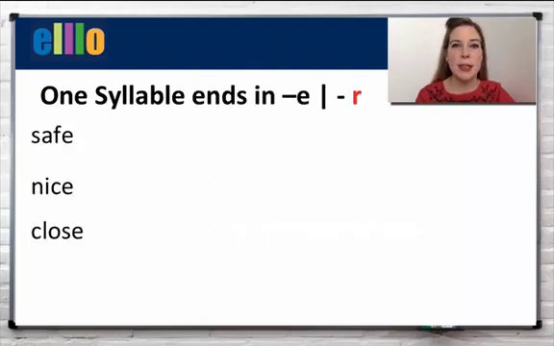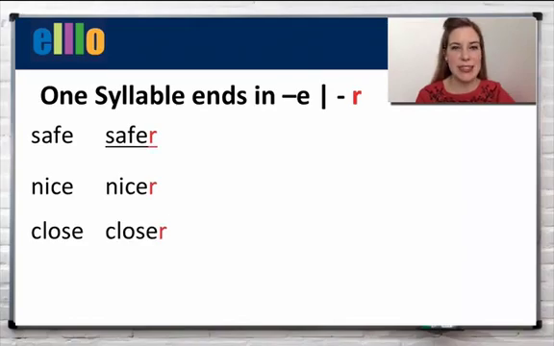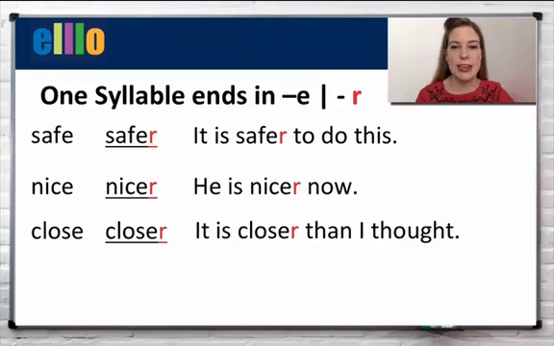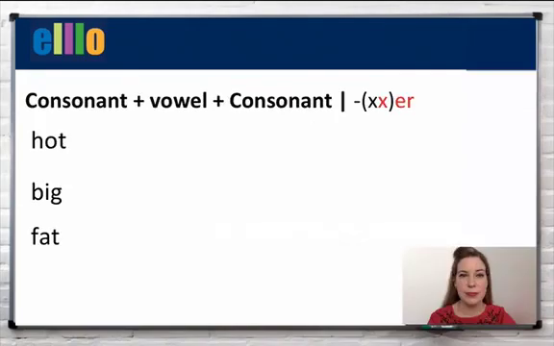Then we have one-syllable words that end in an E already. So in that case, we don't add an extra E, we just add R. So for example, safe becomes safer, nice, nicer, close, closer. Yet again, some example sentences. Safer, it is safer to do this. Nicer, he is nicer now. Closer, it is closer than I thought.